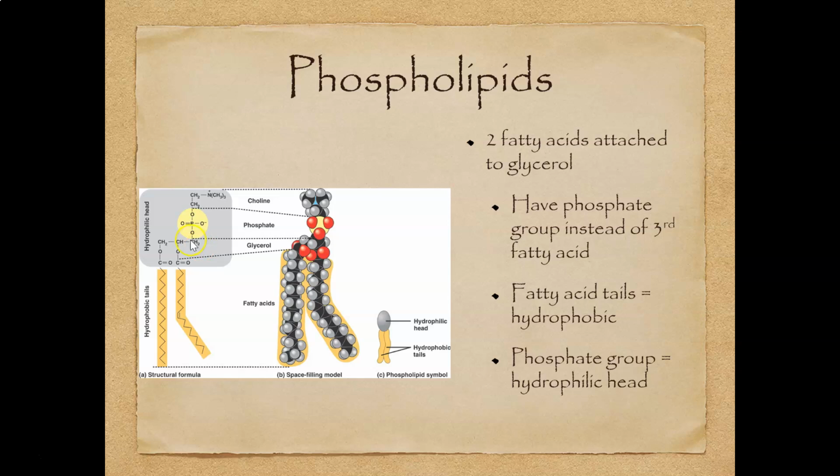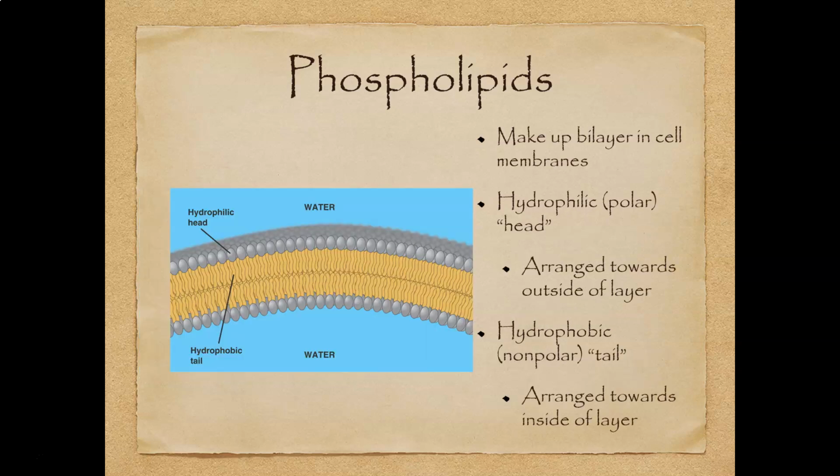And then off that other terminal carbon comes a phosphate group and some choline. So we talk about it having a phosphate head coming off that 3rd carbon, and then the fatty acid tails coming off the other. So those fatty acid tails continue to remain hydrophobic, but that phosphate group has some charges on those oxygens, and so as a result, that phosphate end ends up being hydrophilic. And that really then aligns to why our phospholipid membrane looks the way it does.